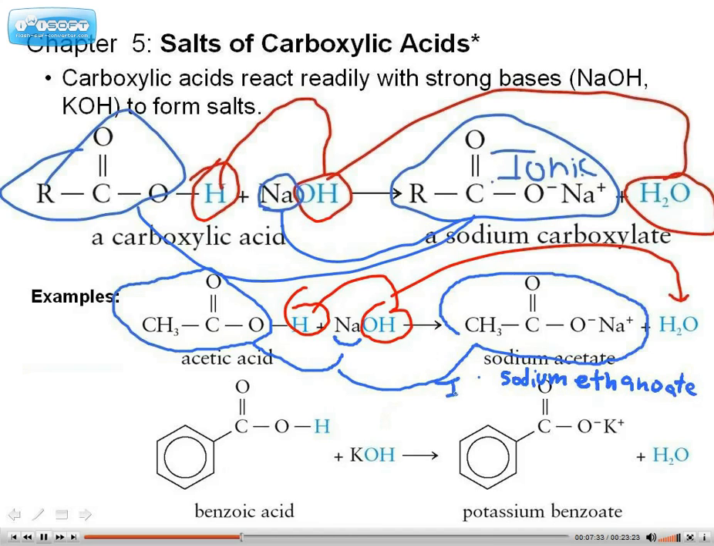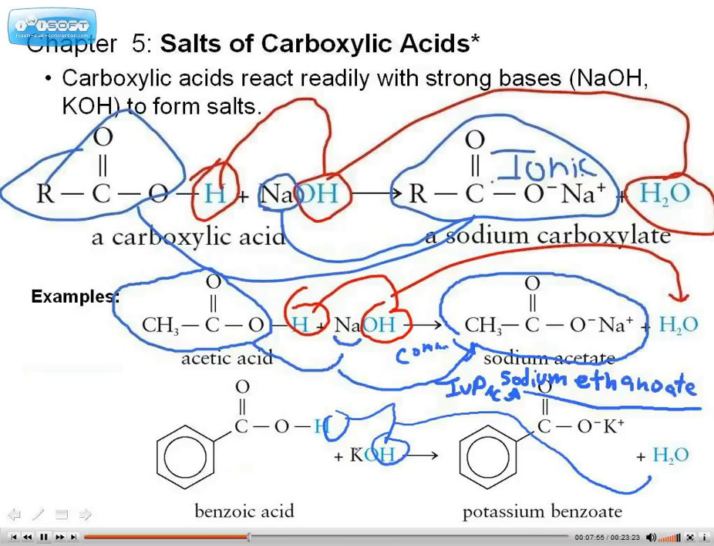So this is the IUPAC name. The top one is the common name. You'll be responsible for the IUPAC name. The next one is benzoic acid. Again, the hydrogen and hydroxide come together, forming water, and then you have your leftover potassium and your benzoate ion, and they form potassium benzoate. By the way, this name right here is the IUPAC name, and it's something you should be familiar with.